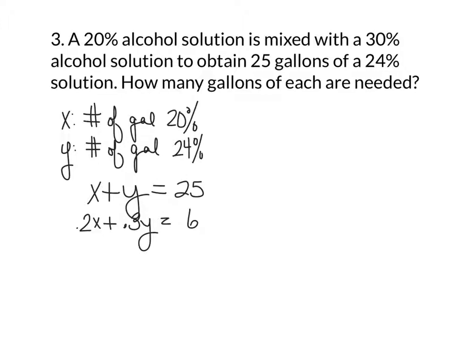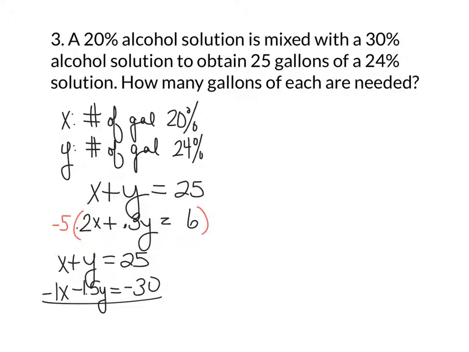Since everything is lined up, I'm going to use elimination by multiplying the second equation by -5. So the first equation remains the same. The second equation would be -1x, -5 times 0.3 would give me -1.5y equals -30. I combine the equations. That gives me -0.5y equals -5. If I divide this, I get y equals 10. So y equals 10. Well, total I have 25.